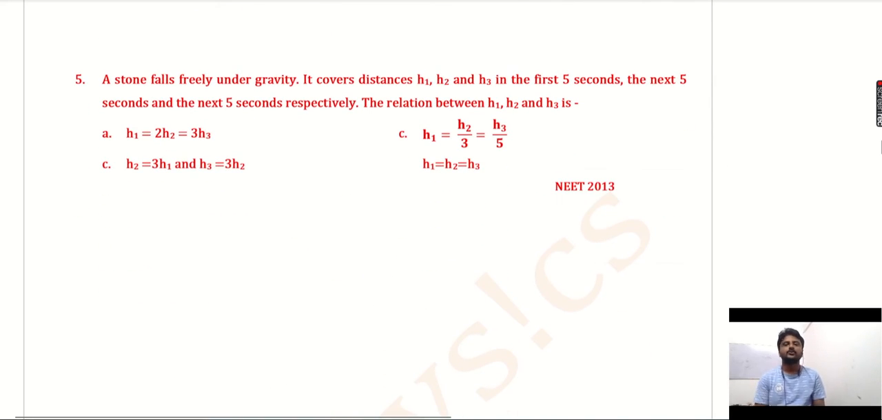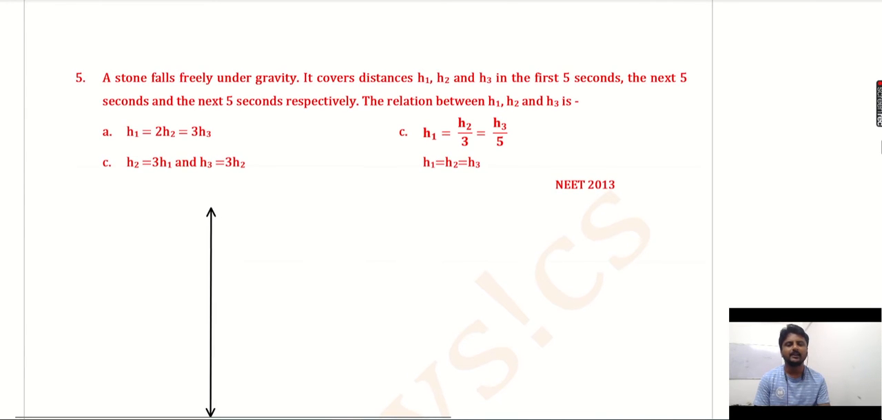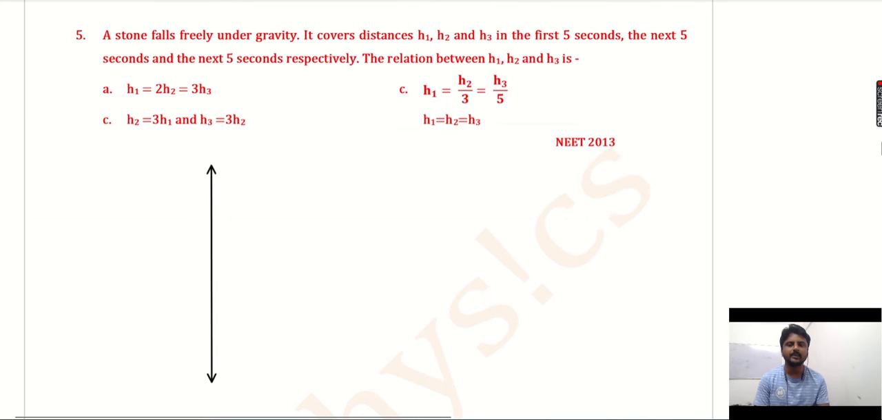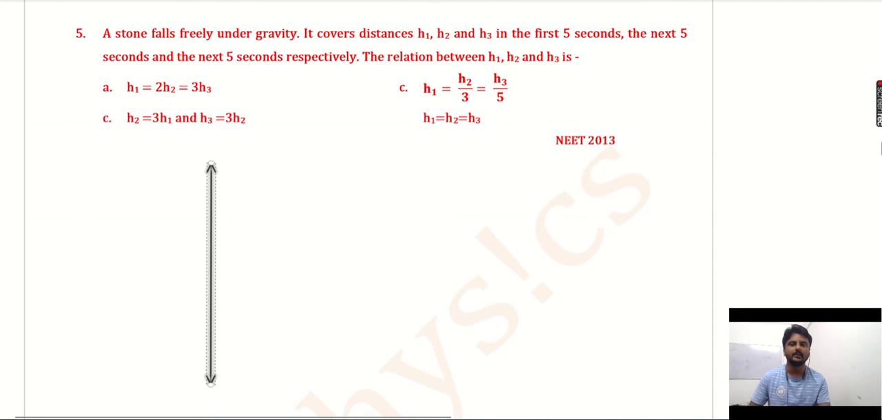Next is a stone freely falls under gravity. It covers a distance h1, h2 and h3 in the first 5 seconds, next 5 seconds and next 5 seconds respectively. The relation between h1, h2 and h3 will be. See, this is a very easy question, but lengthy at the same time. Easy as well as lengthy.